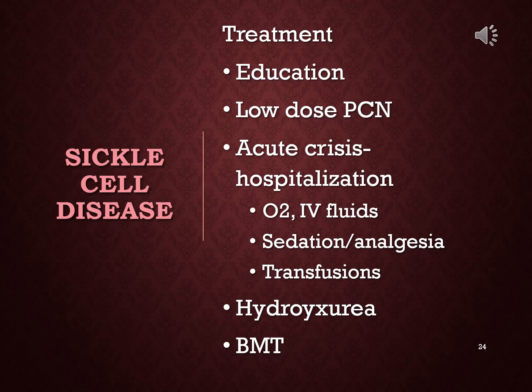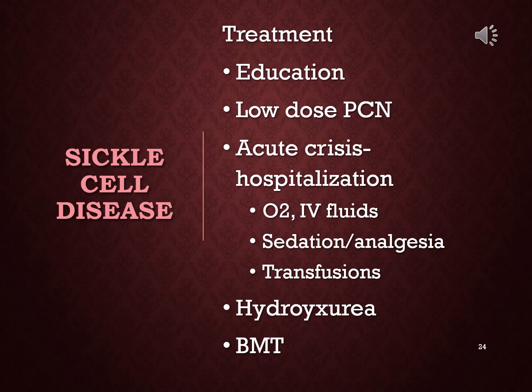In an acute crisis, hospitalization is required. They always get oxygen. IV fluids are important so that they can keep those cells moving in the vasculature. They'll sedate them and give them analgesia for the pain, and they can also do transfusions so that they can get normal cells in there.